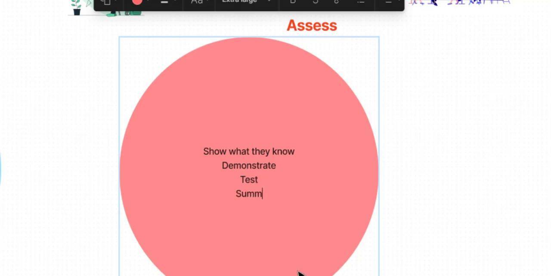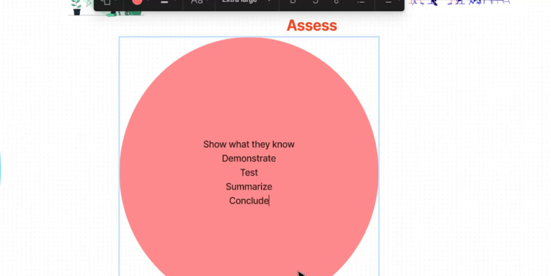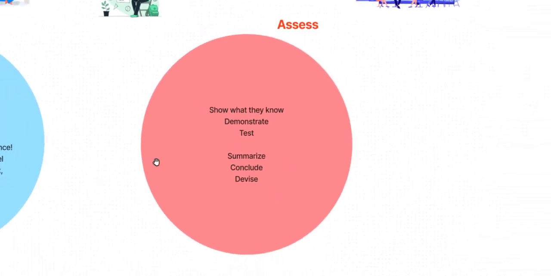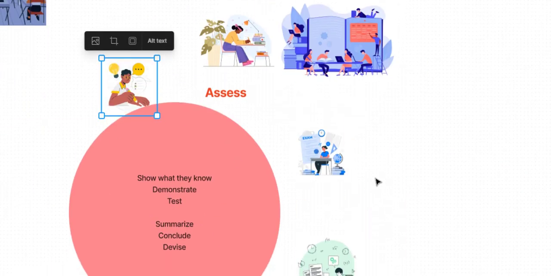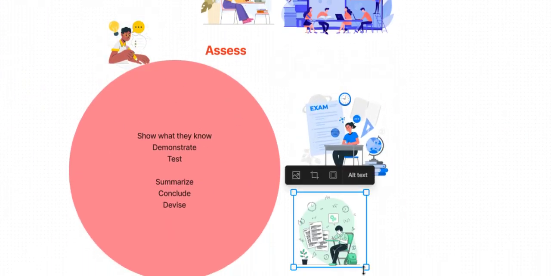The assessment part occurs when students show you what they know. They could be demonstrating a skill or even taking a test. We could even throw in some other critical thinking skills that can fall under this umbrella, like if you ask students to summarize or conclude or devise a plan, for example. These are all examples of assessing.